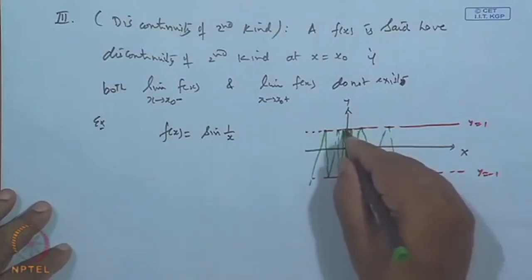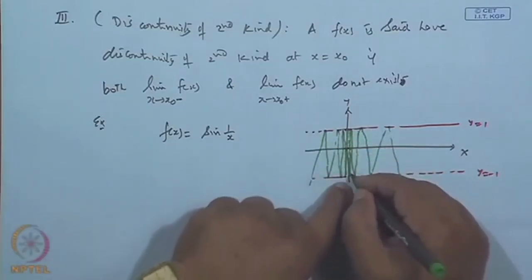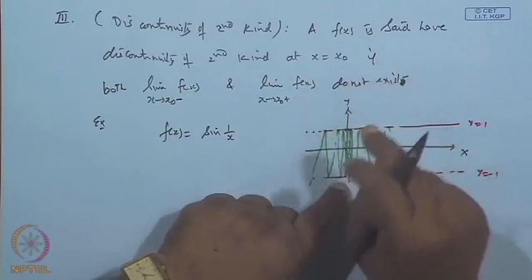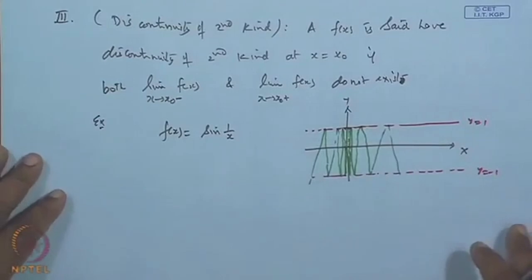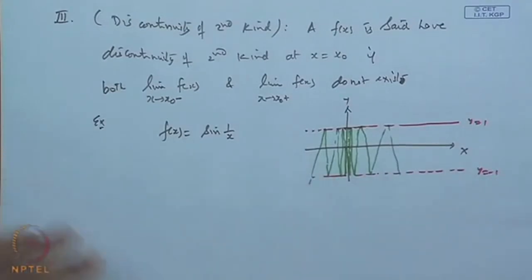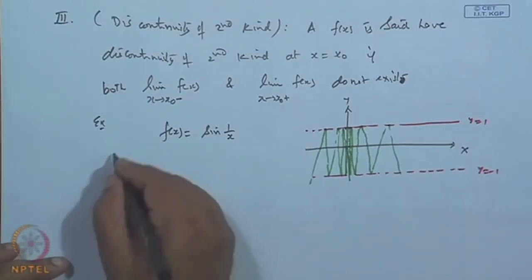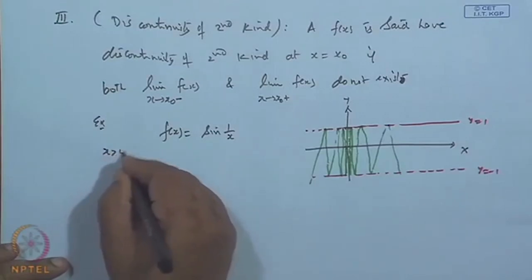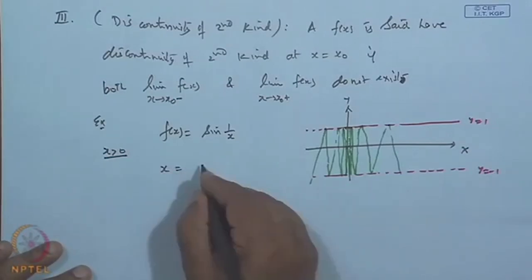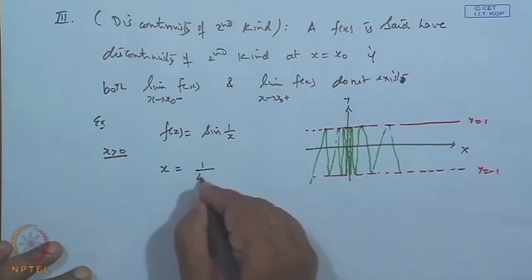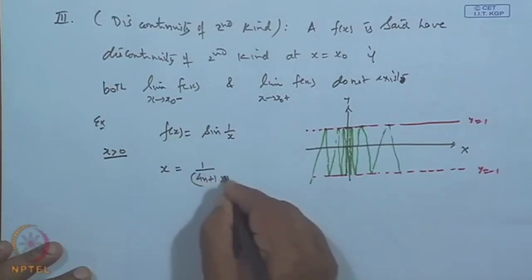At this point, it has value 1. Immediately at a nearby point, it has value minus 1. So it has a sudden jump in the neighborhood of 0. We claim that x equal to 0 is a point of discontinuity of the second kind. Let us see. First, take x greater than 0, and take the number x equal to 1 by (4n plus 1) pi by 2.